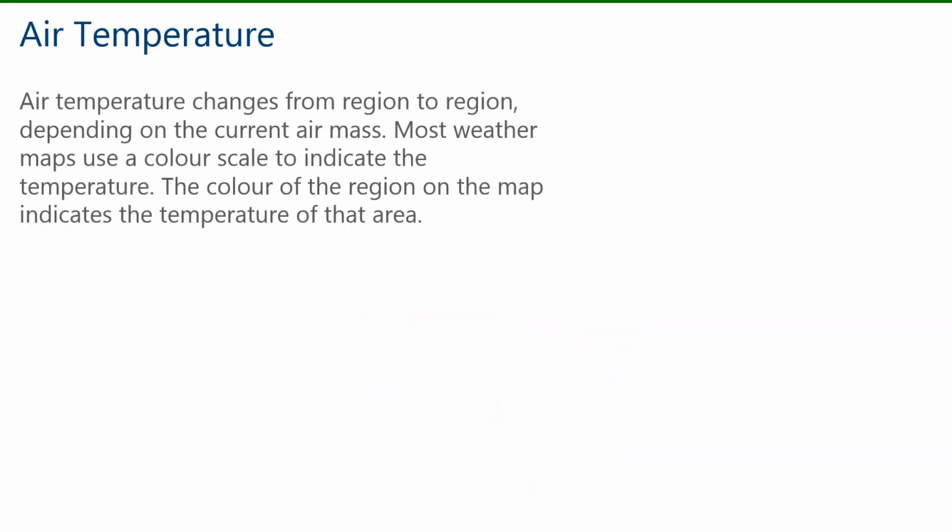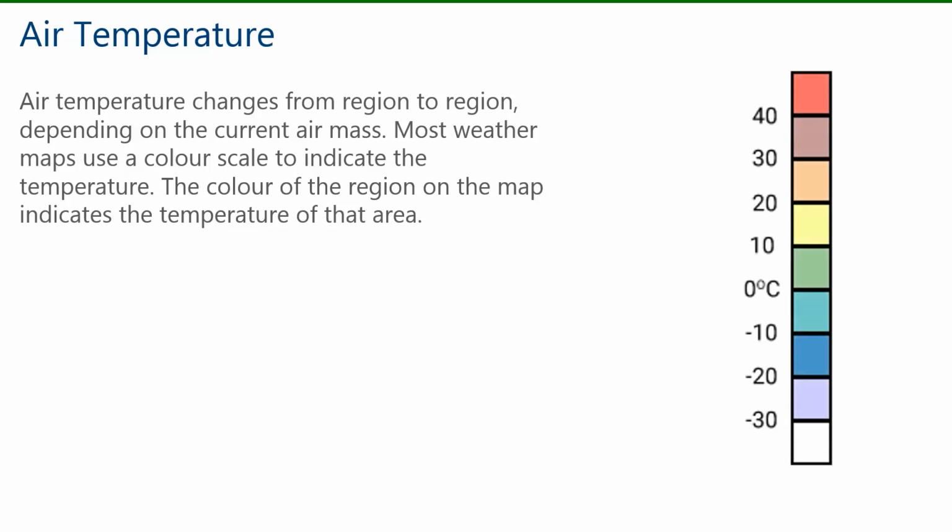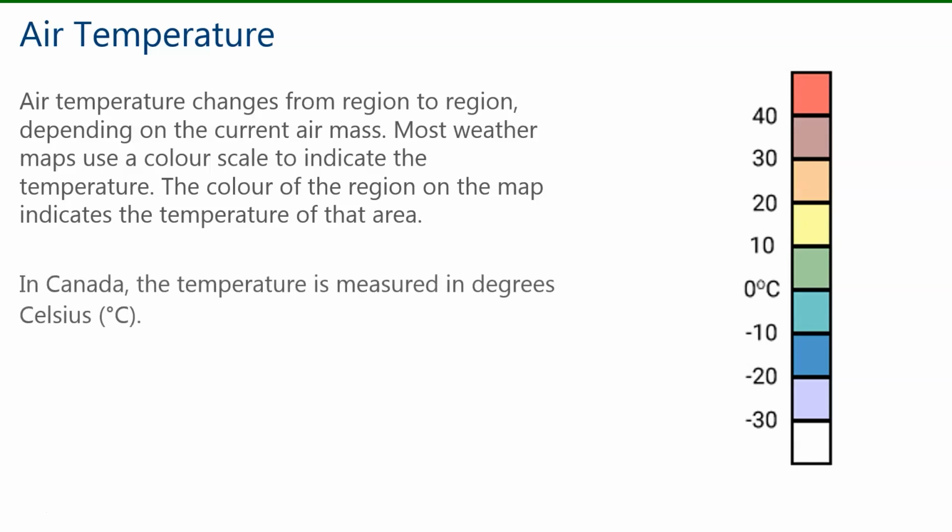Air temperature changes from region to region depending on the current air mass. Most weather maps use a color scale to indicate the temperature. The color of the region on the map indicates the temperature of that area. In Canada, the temperature is measured in degrees Celsius.